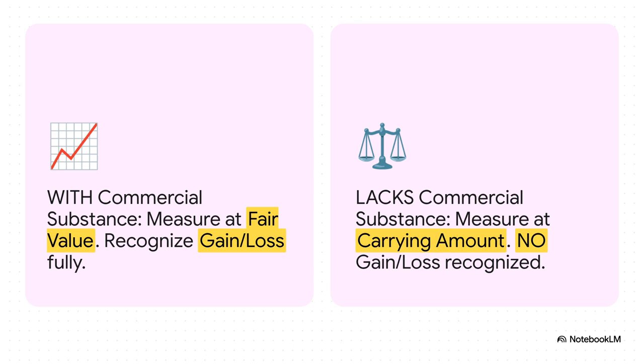So this is your asset swap cheat sheet. If there's commercial substance, you play by fair value rules. You record the new asset at fair value, and you recognize any gain or loss immediately. But if it lacks commercial substance, the game changes completely. No fair value, no gain or loss recognized. You just carry over the book value of the old asset.